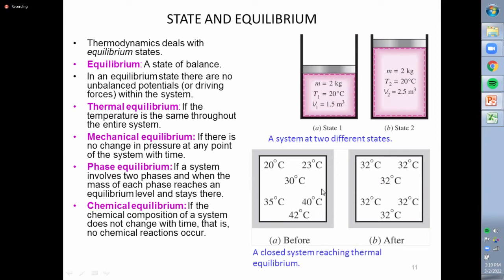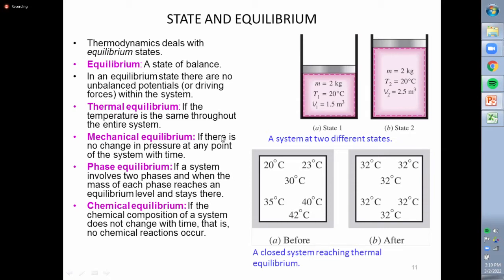But after some time, after 1 hour, 2 hours, or 3 hours, the average temperature is going to be constant and the same in that particular room. So that is what we generally call thermal equilibrium. Second is called mechanical equilibrium.